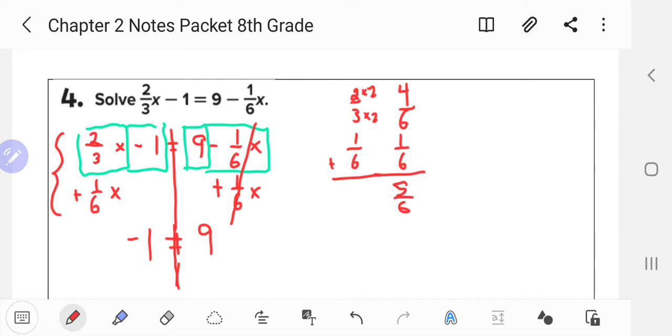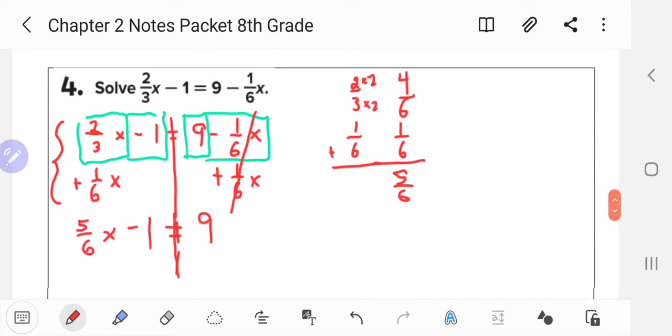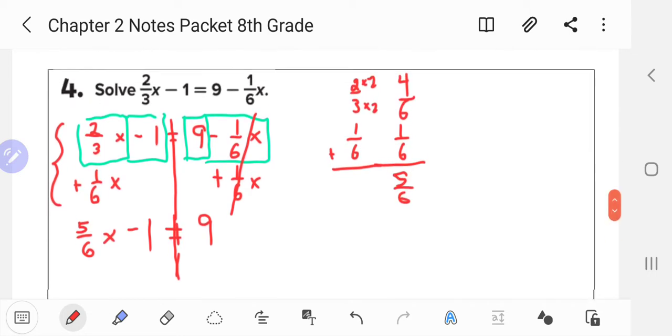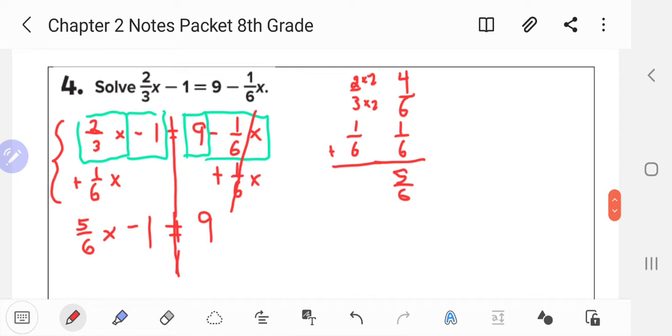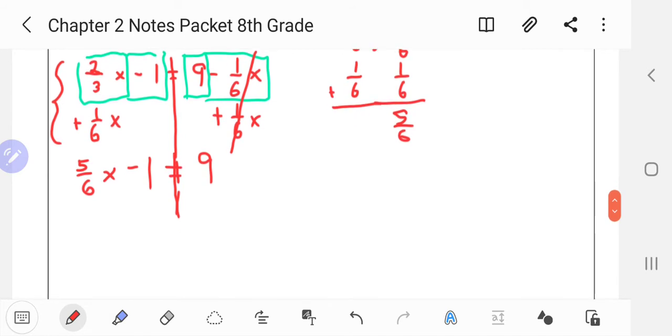Okay, so now I'm ready to input that here. I have 5/6x. Not too bad, right? You just have to make sure you take your time, go off to the side, and do the work. Adding and subtracting of fractions. Now I'm left with a 2-step equation.